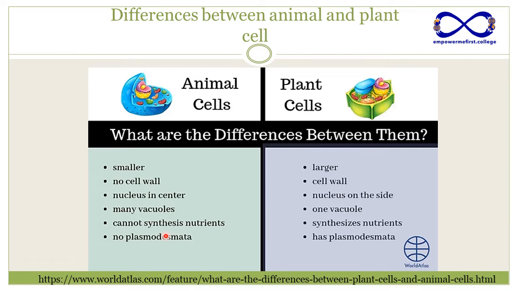They cannot synthesize nutrients, but the plant cell can synthesize, so they can produce nutrients, and there is no destruction. That is called plasmodesmata, which is indeed present in the plant cell. So again, just for our general understanding, there are two kinds of eukaryotic cells, but even though they are eukaryotic cells, so complex cells, there are differences between them.